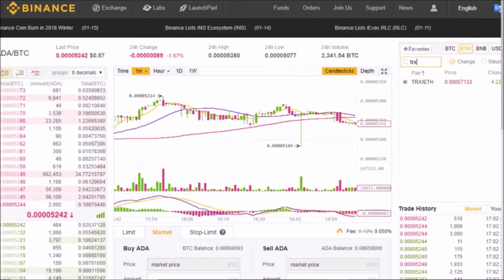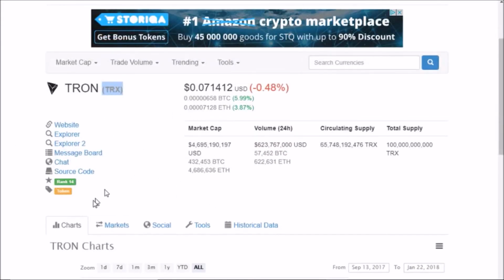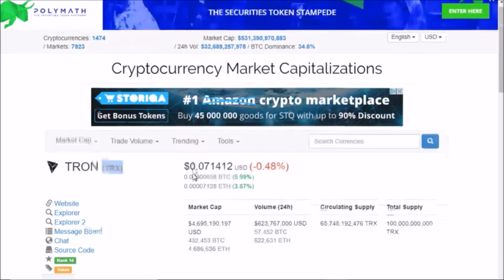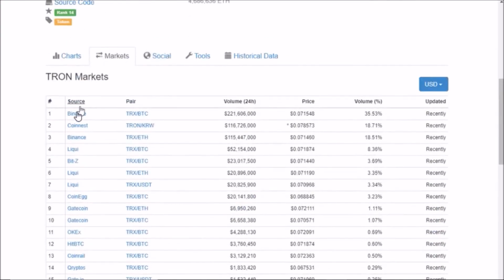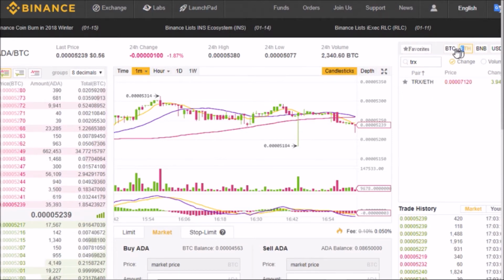Another cool thing about this website is if you are in Tron, you're gonna go to the markets. Markets will tell you where you can buy and exchange this type of coin. And look, number 1 is Binance. So Binance, you can exchange and buy altcoin Tron with BTC, Bitcoin. So now we're gonna hit Bitcoin. You can also buy with Ethereum, but since you want to buy with Bitcoin or Ethereum, just hit whichever one you want to buy it with.